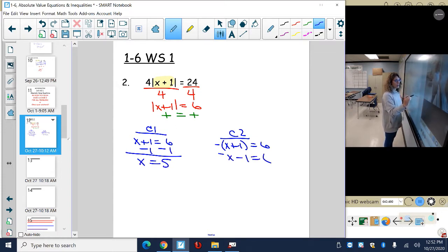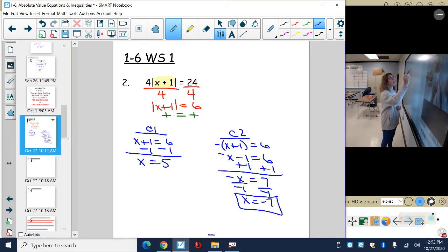Distribute, add 1, divide by negative 1, make sure you know that's a negative 1, to give you negative 7. Now, those are my 2 answers, but I have to check to make sure that they work.